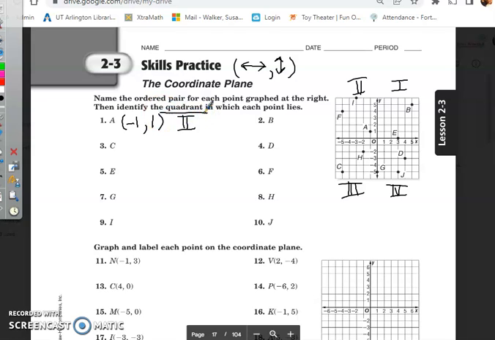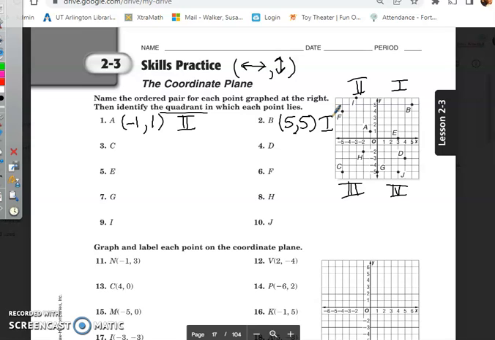Now let's try B. Okay, start here. Notice where B is. I'm going to move this way first, left or right, in this case right. 2, 3, 4, 5. I'm right below it when I go to the 5. That's to the right, so that's a positive. Now I go up. Since I went up, that's a positive. 1, 2, 3, 4, 5. That's a 5. And that is in quadrant 1.